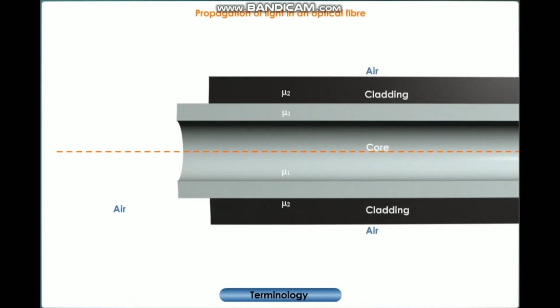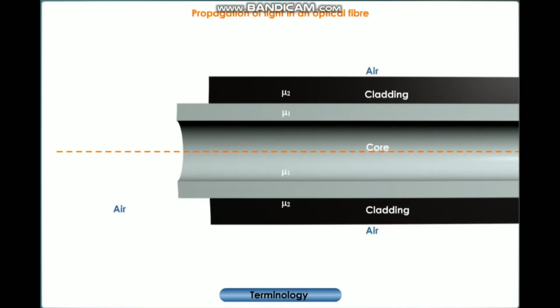Propagation of light in an optical fiber. Let a ray of light be incident on the fiber, making an angle θc with the axis as shown here. It gets refracted into the fiber. Let the refracted ray make an angle θi at the core and cladding interface. If θi is greater than the critical angle θc, then the ray suffers total internal reflection.